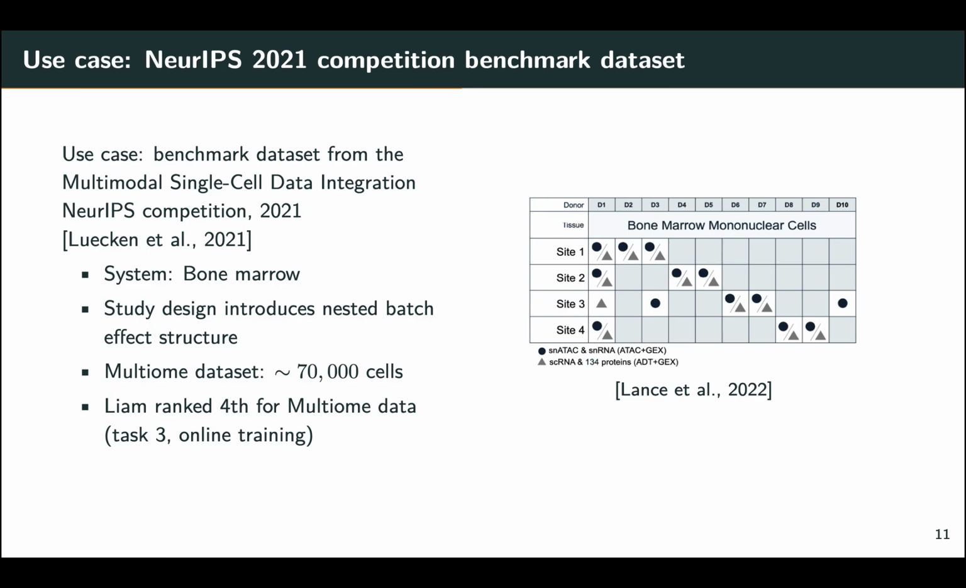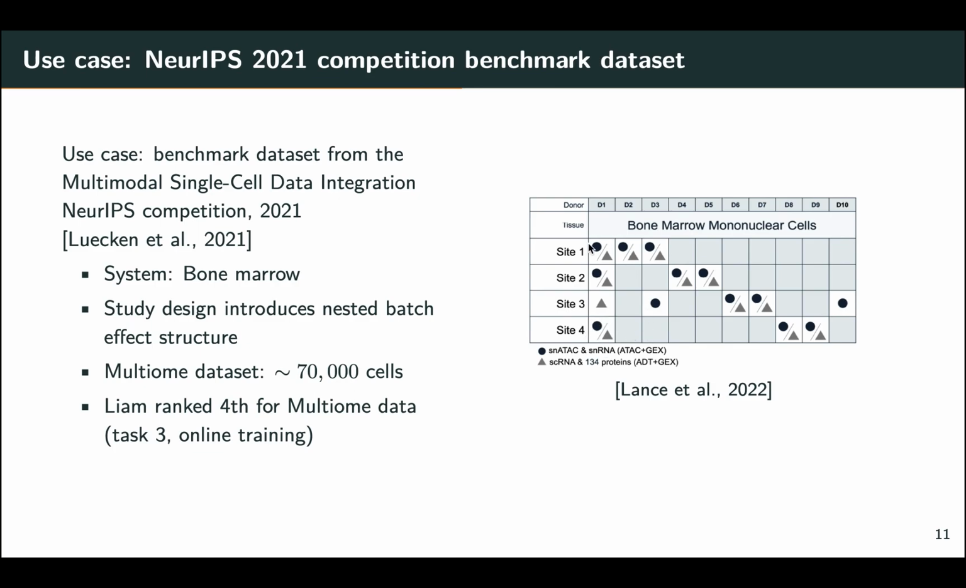As a first use case, I brought along a competition benchmark dataset from a competition last year hosted within the NeurIPS conference. The name of the challenge was the Multimodal Single-Cell Data Integration Competition, and the challenge organizers generated and curated a large-scale dataset of the human bone marrow. They profiled bone marrow mononuclear cells, and they set up their study design in such a way that it introduced nested batch effects. You can see here they've measured samples from different donors across different sites, and they tried to measure one of the donors in all of the sites, but they had some technical dropout here.